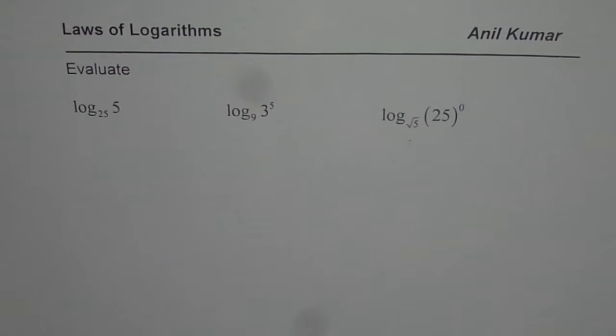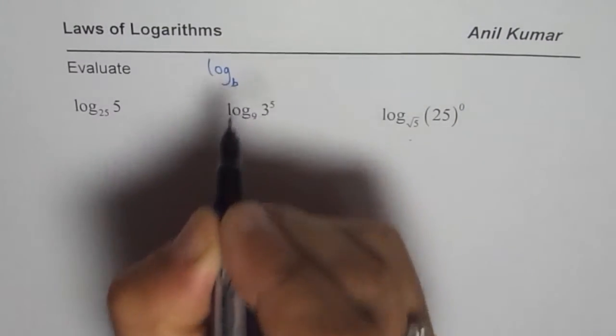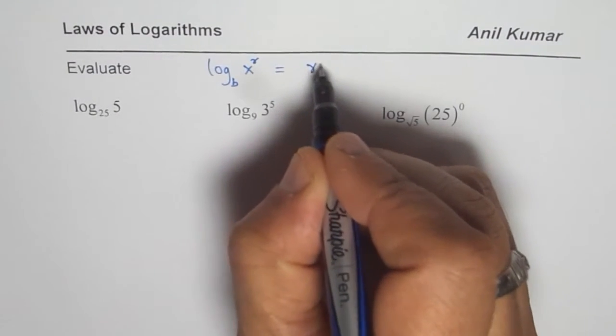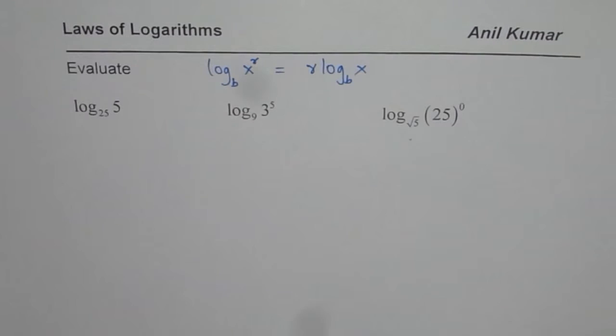I'm Anil Kumar, and in this particular video we are going to apply one particular law of logarithms to evaluate all the three expressions. The rule is log to the base b of x to the power of r could be written as r times log to the base b of x, right? That is the power rule, which we are going to apply and find or evaluate all the three expressions given.